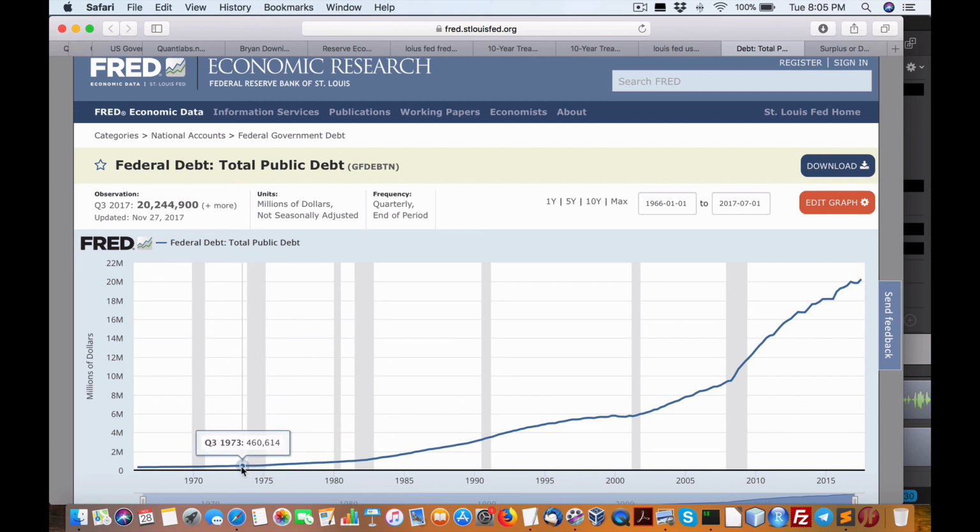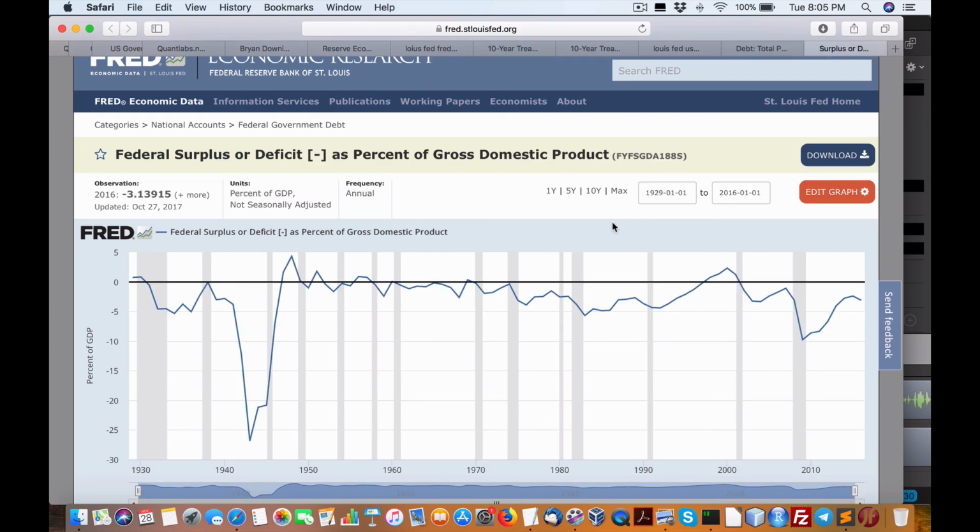It was very manageable right around here. At what point did it start to skyrocket? Well, a little bit. But it took off around 2008. Okay? This is why the U.S. government and the U.S. economy is in big, deep trouble. Because here, for 23 years, they're running a deficit.